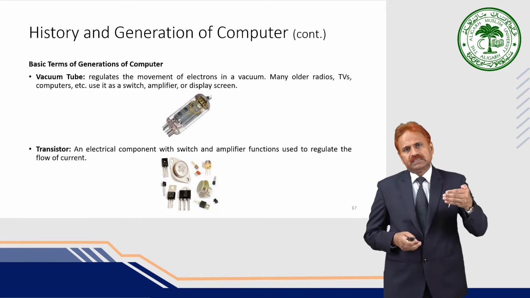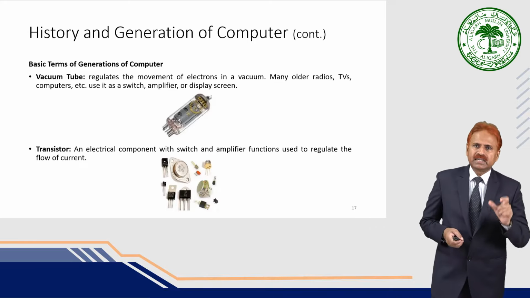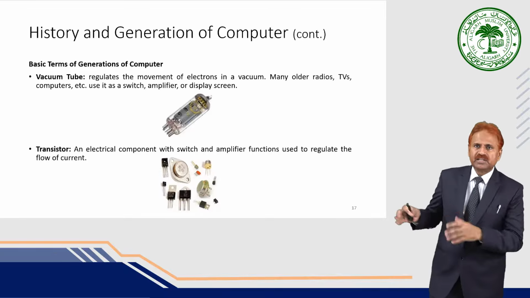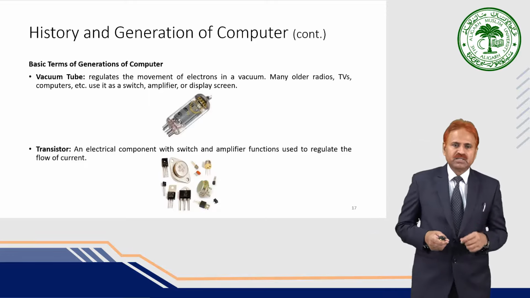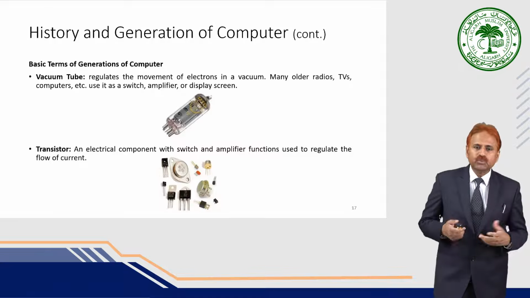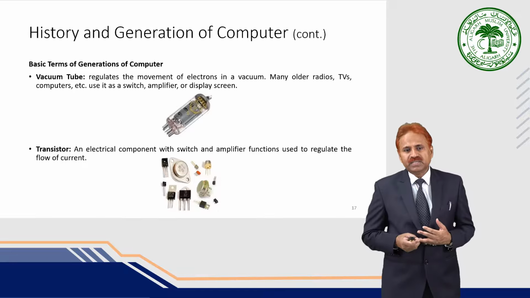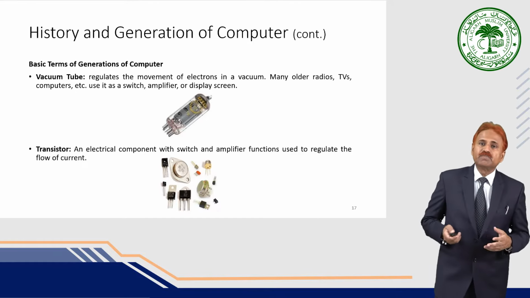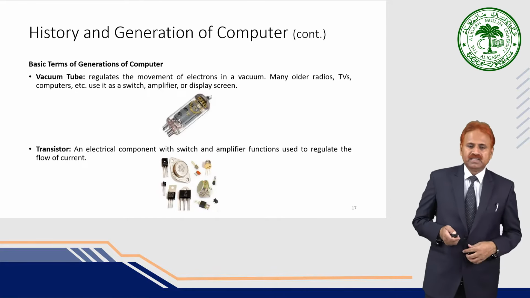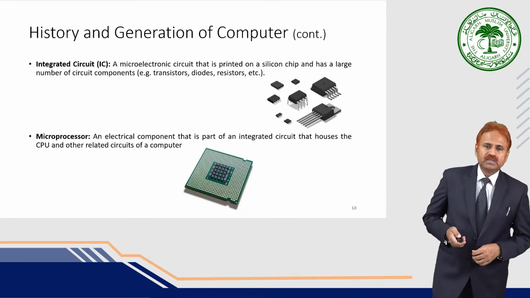Before I go into the generations, we will have a brief look at various components which were used in different generations of computers. In the first generation computers, we were using a device known as vacuum tubes. Vacuum tubes regulate the movement of electrons in a vacuum. Many older radios, TVs, computers, etc. use them as a switch, amplifier or display screen. Another device is known as the transistor. It is an electrical component with switch and amplifier function used to regulate the flow of current.